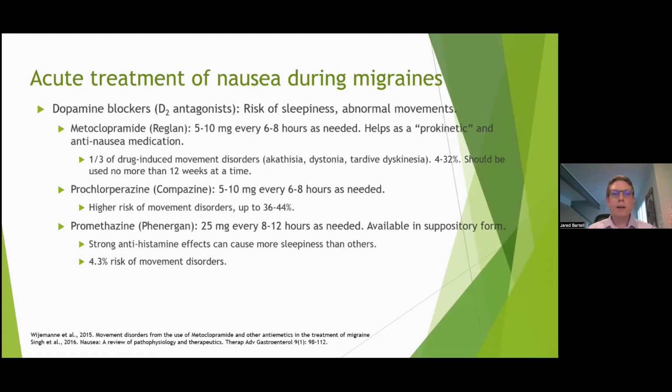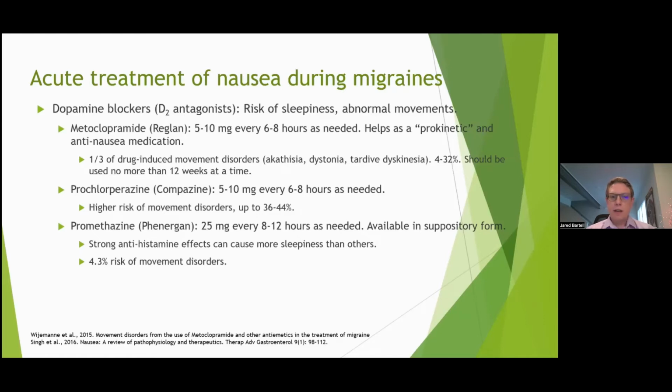All right, and then another class, and this one is used more often than the antihistamines for nausea, are the dopamine blockers, so the D2 antagonists. And all of these carry the same kind of risk of sleepiness and also abnormal movements, which are a little bit unusual, but I'll talk about that in a moment. So Reglan is the one I probably like the most. Metoclopramide is the other name for it.